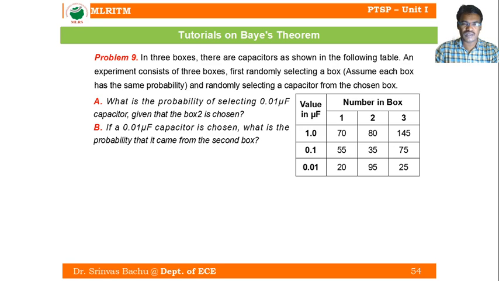Two questions are here. What is the probability of selecting a 0.01 microfarad capacitor, given that box 2 is chosen? It is a conditional probability. If a 0.01 microfarad capacitor is chosen, what is the probability that it came from the second box? 3 boxes are there, and the capacitor is a different event. Okay, now we will see it one by one.